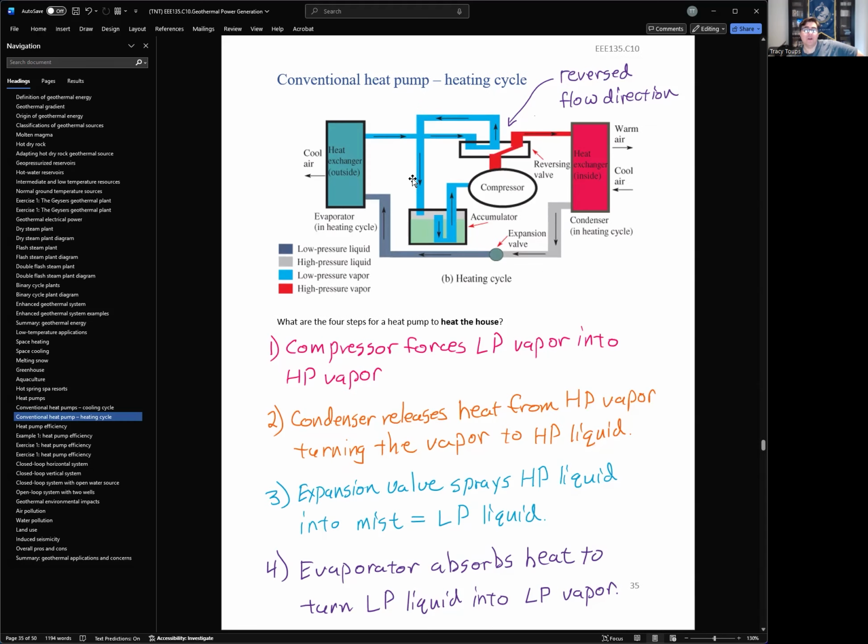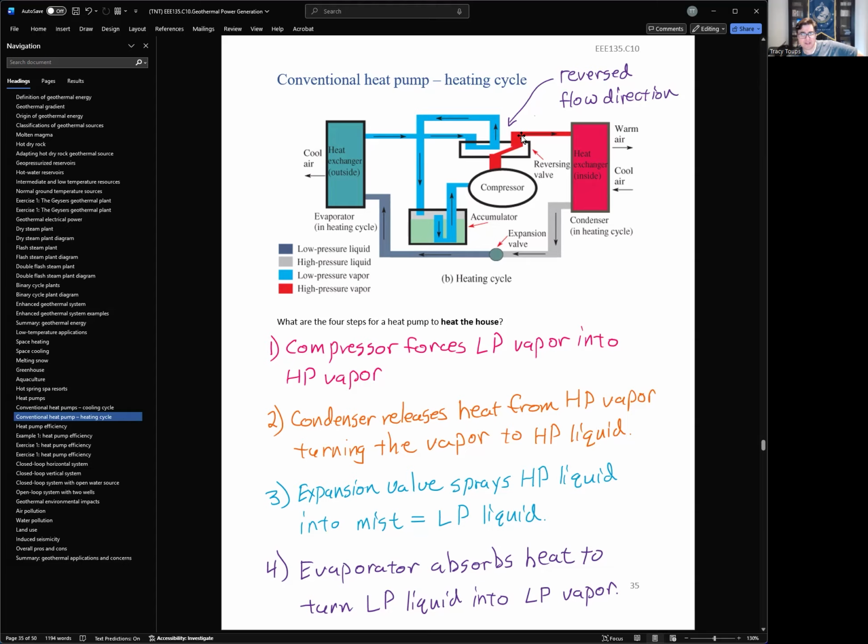So thank you. Reverse the direction of the fluid and we can heat your house. Okay, so let's try this now. We have the same compressor. The compressor is pulling in the low pressure vapor. This is kind of lukewarm, not a lot of energy, low pressure. It's in vapor form. It goes to the compressor and it pumps it really, really hard and pressurizes it. So the compressor will force low pressure vapor into high pressure vapor.